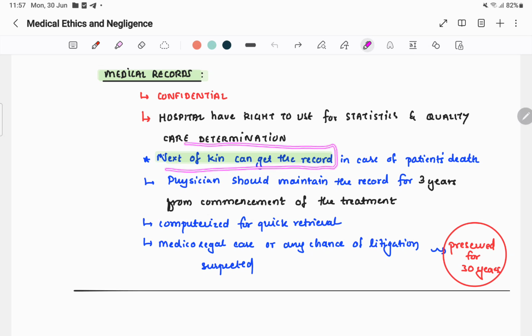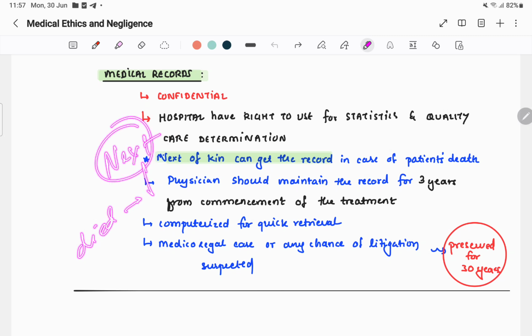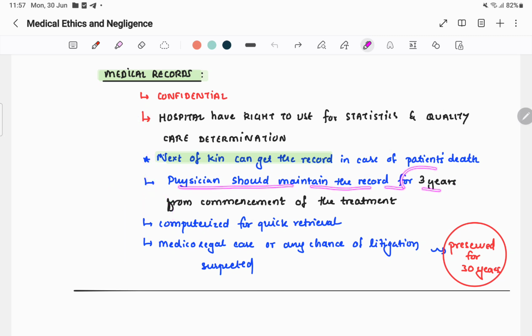Next of kin can get the record in case of patient death. If a patient has died, the attendant, the next of kin, the son of the patient, can get the record. Physician should maintain the record for 3 years from commencement of treatment. At least for 3 years he has to maintain it.